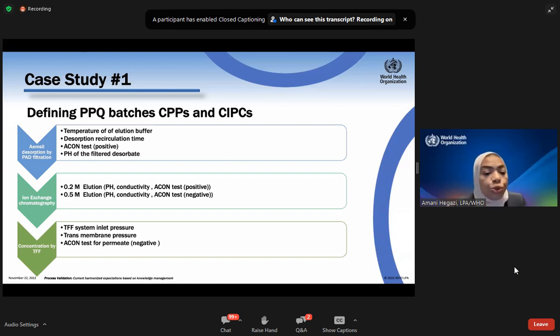And here we ensure that the elution of the low molecular weight, 0.2 molecular weight, pH, conductivity, and antigen test is positive, and that this low molecular weight is containing the antigen, and high molecular weight elution, pH and conductivity, and antigen test showing negative test. Then tangential flow for concentration, tangential flow filtration system.